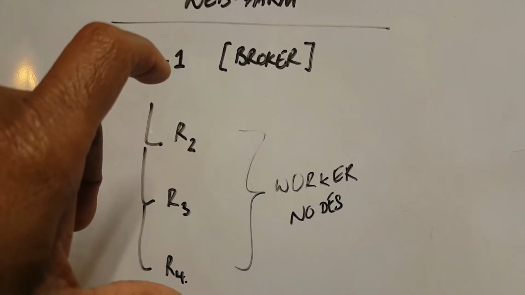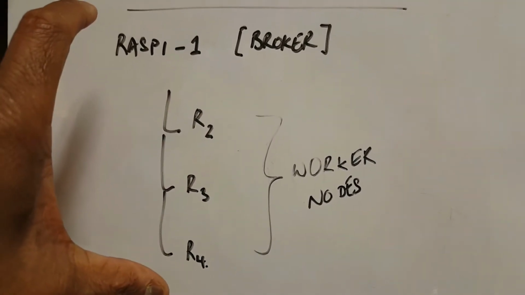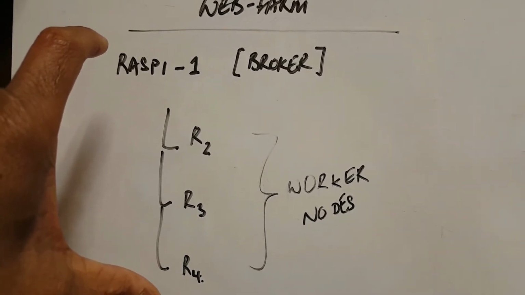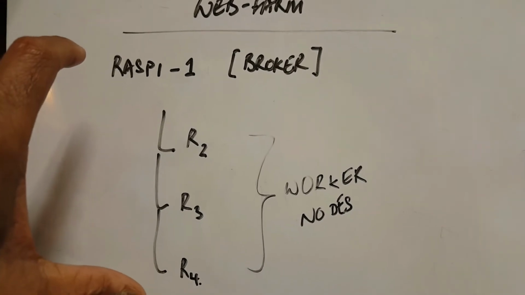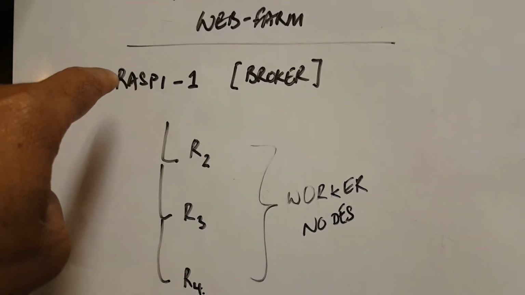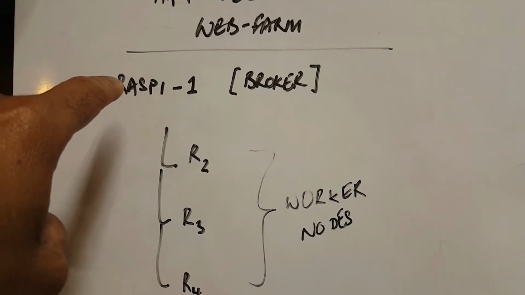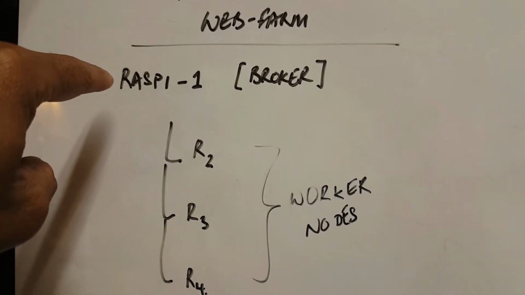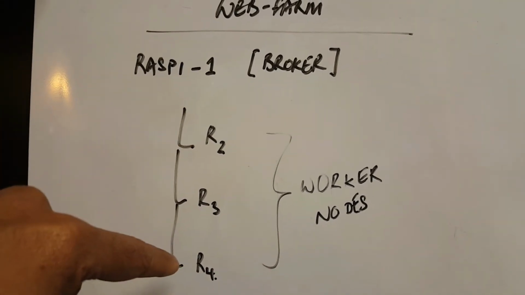And all 4 of them run NGINX as a web server inside of them. The only difference is that on Raspberry Pi 1, NGINX runs as a load balancer. So the configuration for NGINX on Raspberry Pi 1 is different from the rest of the 3.